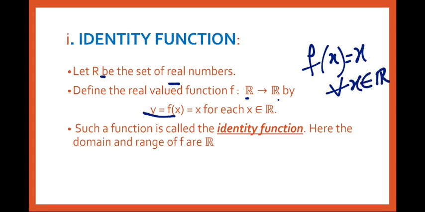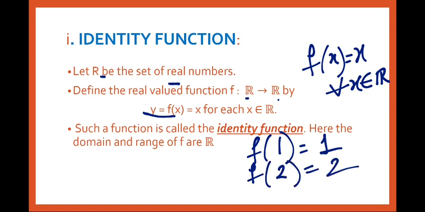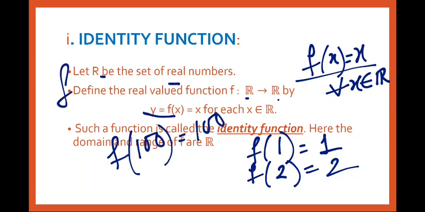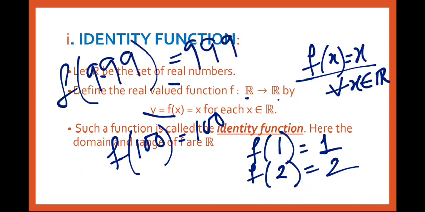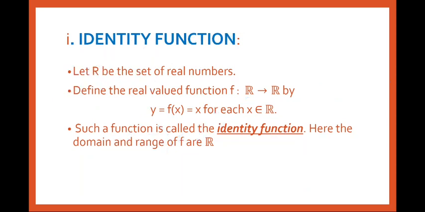This definition states that f(x) is equal to x for all x belonging to the real numbers. That means if you take x equal to 1, f of 1 will be 1. f of 2 is equal to 2 by this definition. f of 100 is equal to 100. f of 999 is equal to 999. That is, the image of a number will be itself. This type of function is called the identity function.